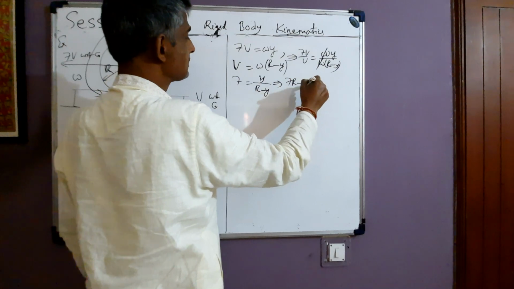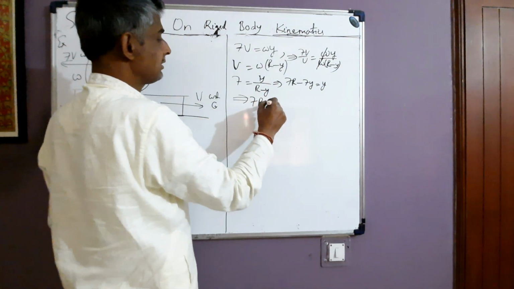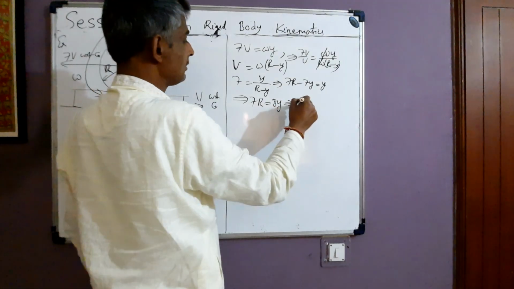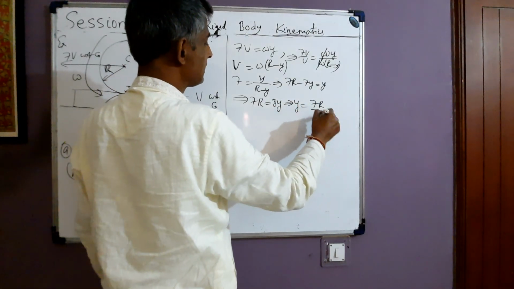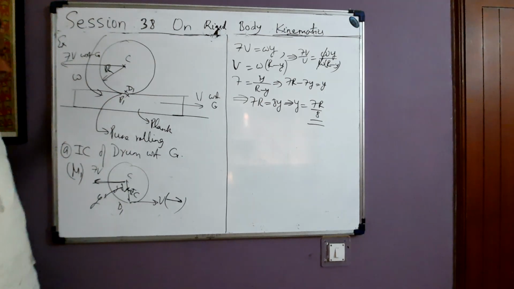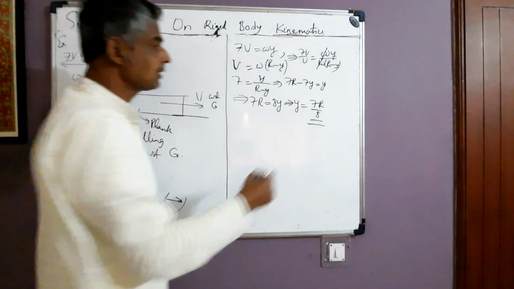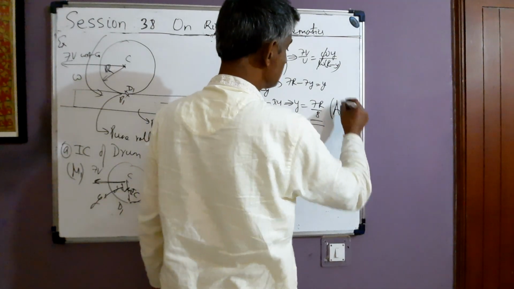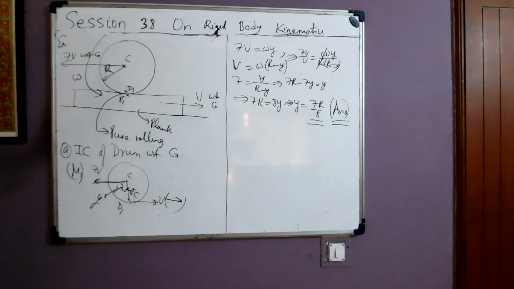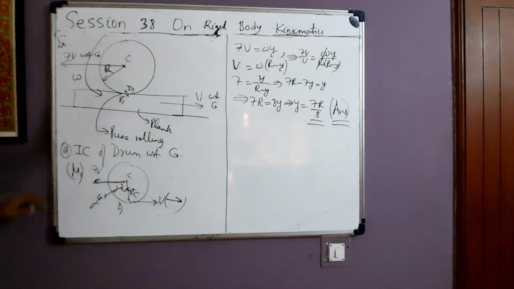7 is equal to y by r minus y. So 7r minus 7y is equal to y. 7r is equal to 8y. So y is equal to 7r by 8. So it is the distance of IC from center C. It is 7r by 8 distance vertically below center C. This is therefore the required answer. Okay. So IC of drum with respect to ground is at a distance of 7r by 8 below center C.